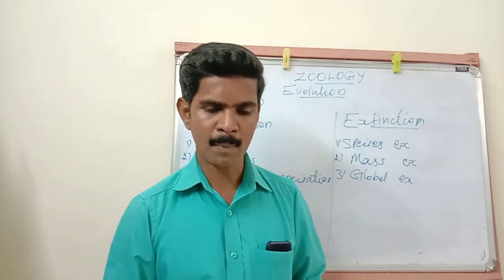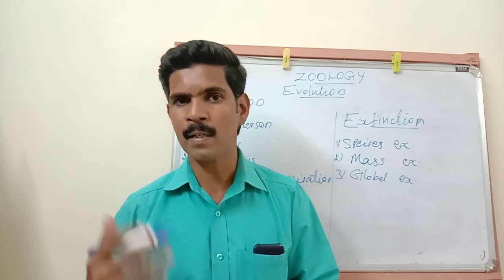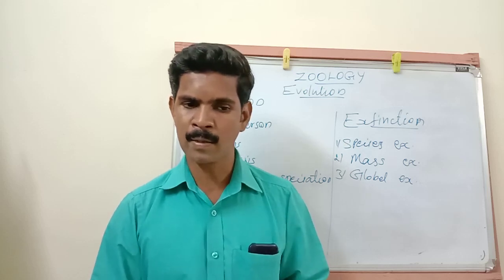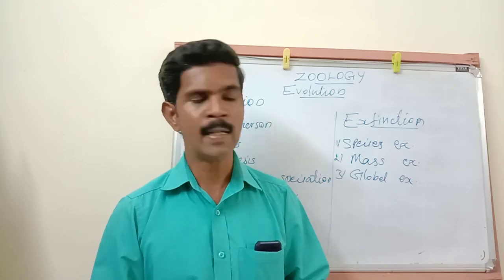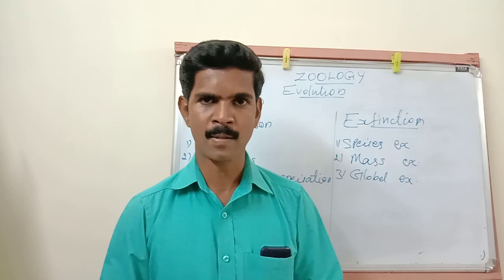Here, an example is the snowball earth and the extinction following the elevation of carbon dioxide level. So snowball earth and the extinction following the elevation of carbon dioxide level is the example for global extinction.